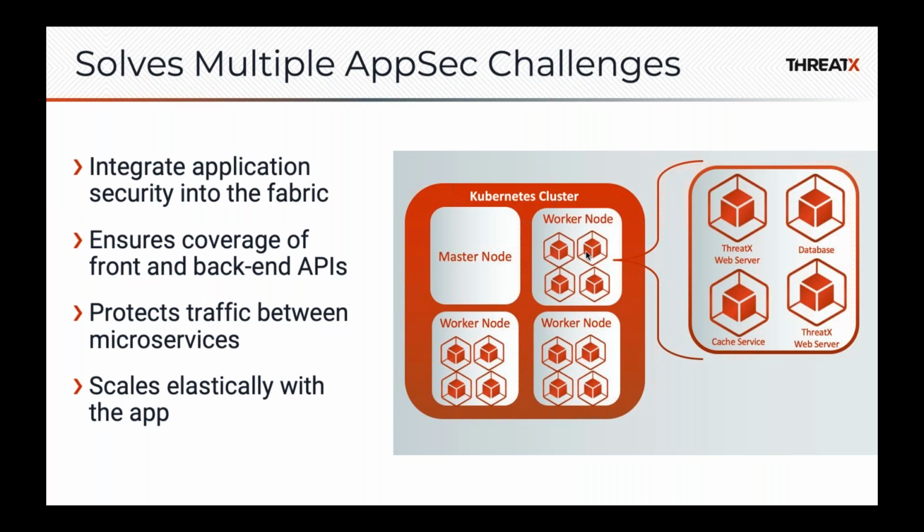But the idea here remains the same. The idea is that you integrate the application security into the fabric of the cloud application, okay? And so this ensures coverage of these backend APIs and protects that east-west traffic, which a lot of times is gRPC or RESTful JSON APIs, things like that. And so the nice thing about this architecture is that it scales up and down with the application.